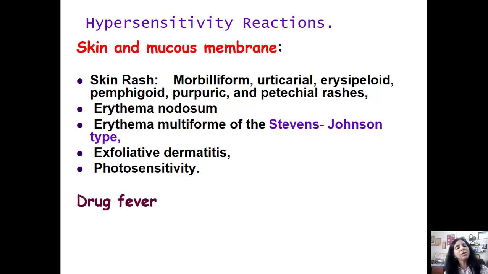Drugs can also cause fever. There's a term which is called drug fever. Sulfonamides can cause drug fever. Many other antimicrobials like fluoroquinolones can cause drug fever. Ciprofloxacin, levofloxacin are responsible for drug fevers. Drug fever is a type of constant fever around 100, 101.